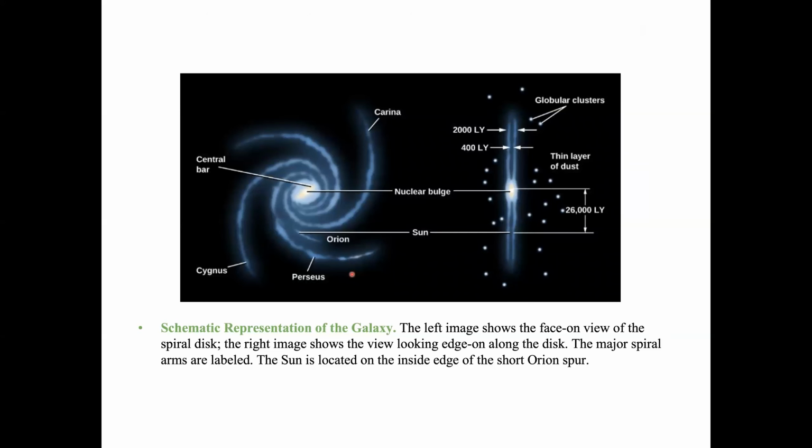Right. Now this schematic representation of the galaxy will show you these components. You can see at the center you have the nucleus bulge, and on the left-hand side is a kind of face-on view of the galaxy, and then you have different arms of the galaxy: Perseus, Orion, Cygnus, like that. Something that is probably important for you to note here is that we are on the Orion arm of the galaxy, right here.